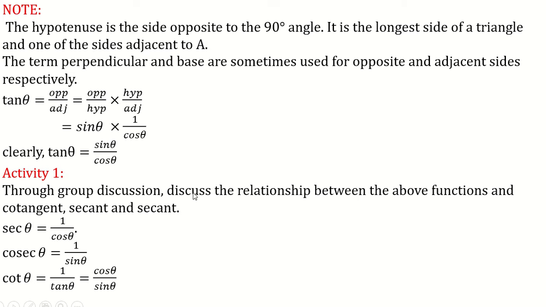So, through the first activity we are going to be having, we are going to discuss to show that sec theta equals 1 over cos, cosec equals 1 over sine, and cot equals 1 over tan. You have 2 minutes to do that.